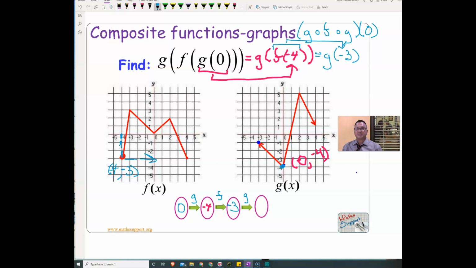Now I go back to G. -3, there it is. Its y coordinate would be -1. When -3 is the input, -1 is the output. So my final answer is -1.